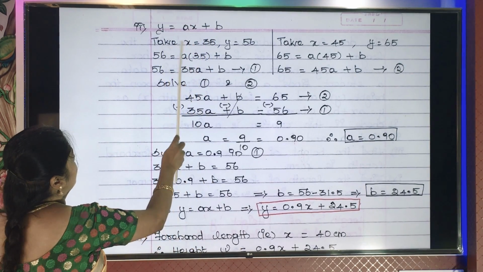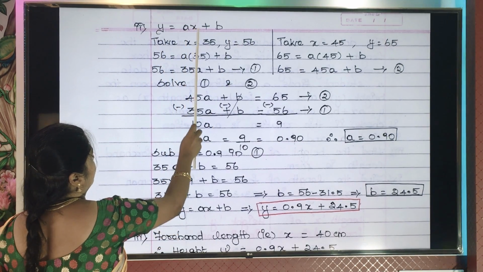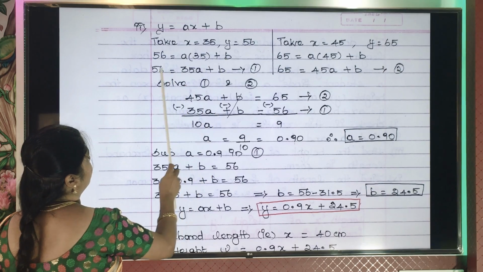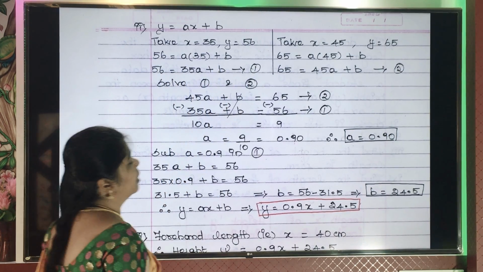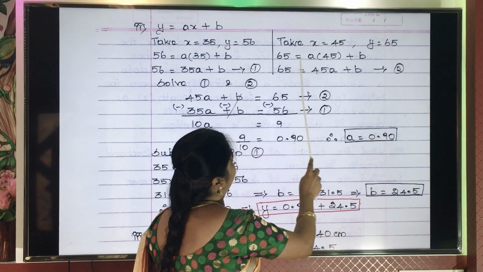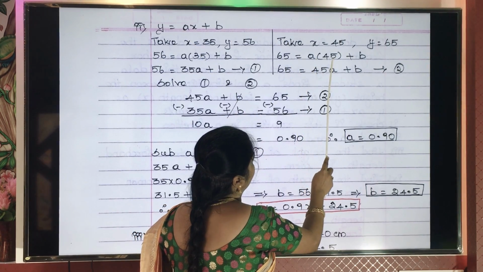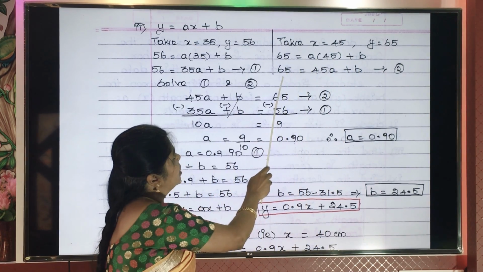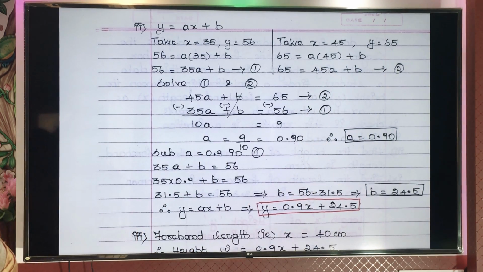So I will get 56 is equal to a into 35 plus b. 56 equal to 35a plus b. This is first equation. Similarly, x is 45, y is 65. So substitute it here. 65 equal to a into 45 plus b, which is 65 equal to 45a plus b. This becomes your equation number 2.